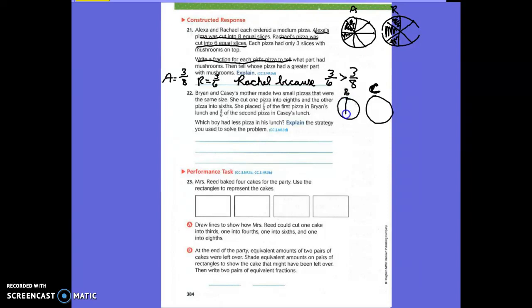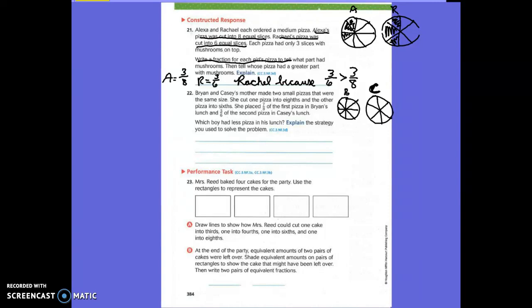Okay, we're going to cut the first pizza into 8s. And then what am I going to do? Eli? Cut the second pizza into 6. Make an X and then cross down the middle. Okay.